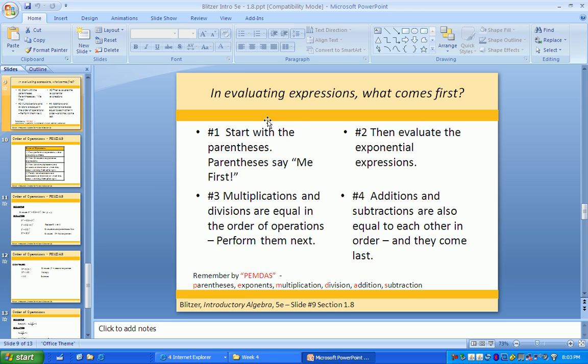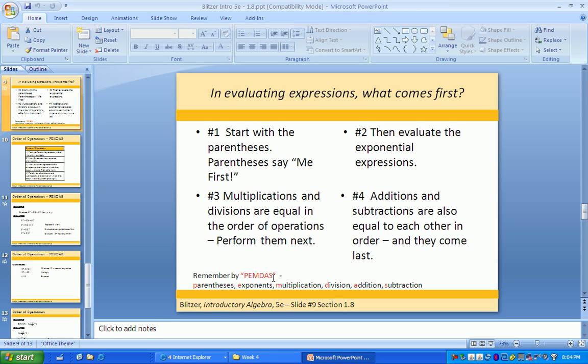So again, when we're evaluating expressions, here's a good little page to keep as handy notes. Number 1, start with parentheses. Parentheses say me first. They take the most importance. I always work with the parentheses on the furthest inside of the term. Number 2, we evaluate the exponents. Number 3, we do multiplication and division from left to right typically. Number 4, addition and subtraction. So we don't add and subtract until the very, very end.